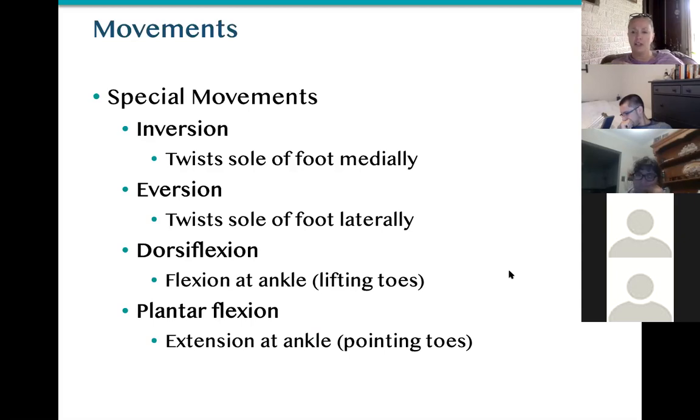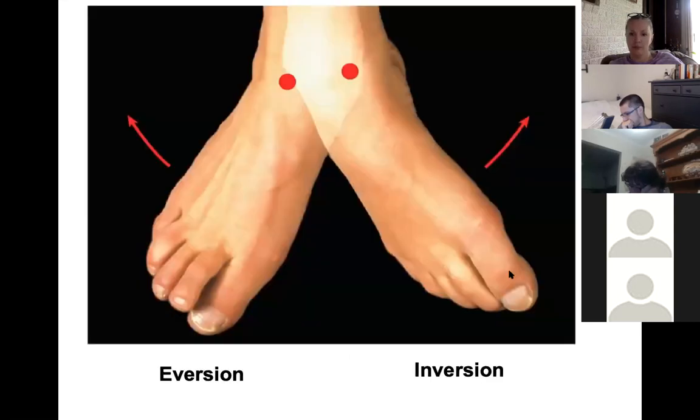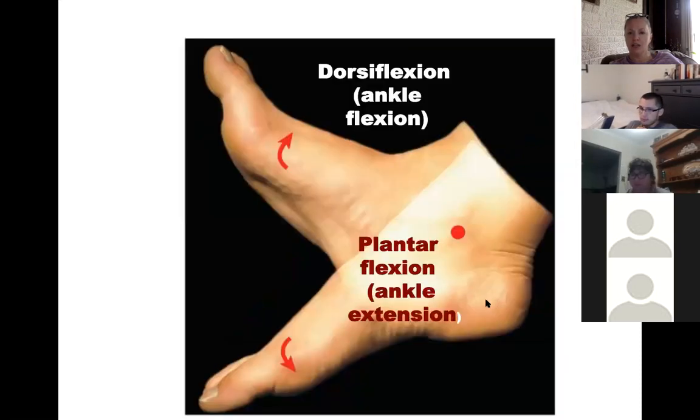Dorsiflexion and plantar flexion. If you pretend this is the foot, going up is dorsiflexion, and the foot going down, like if you're going to stand on your tippy toes, is plantar flexion. All right, here is eversion and inversion. And here is dorsiflexion and plantar flexion.